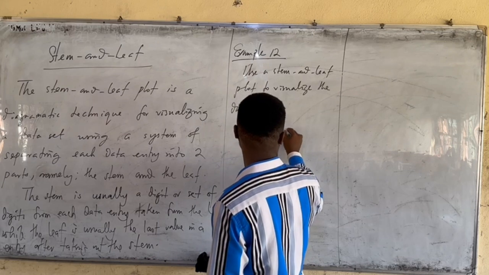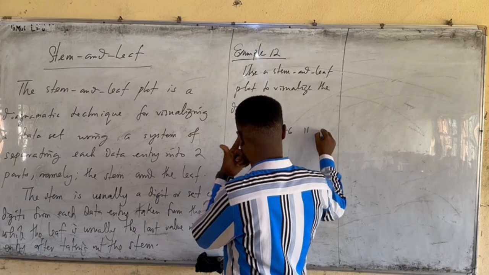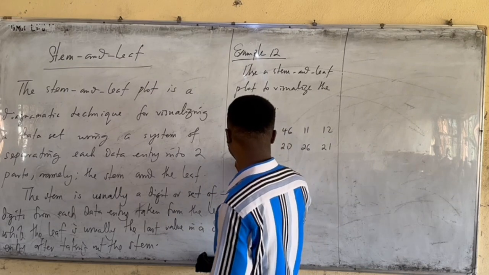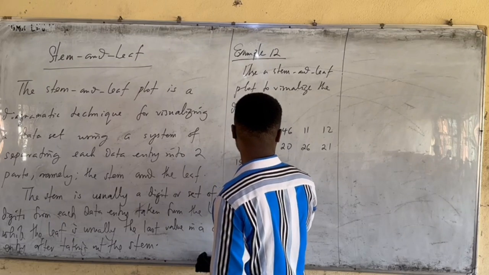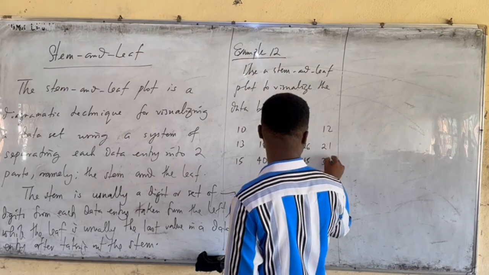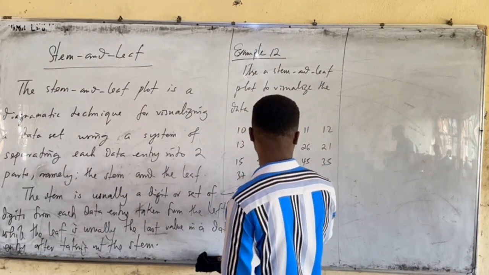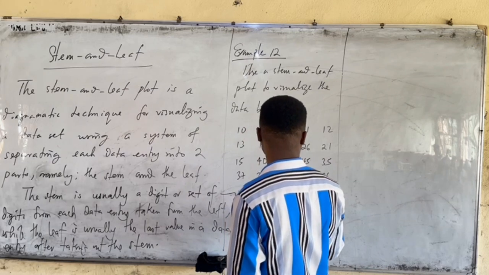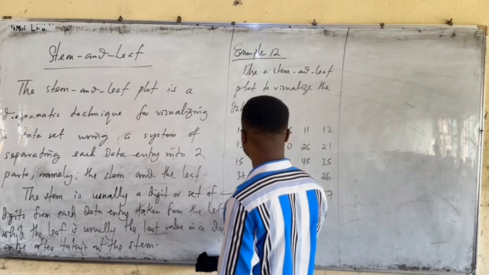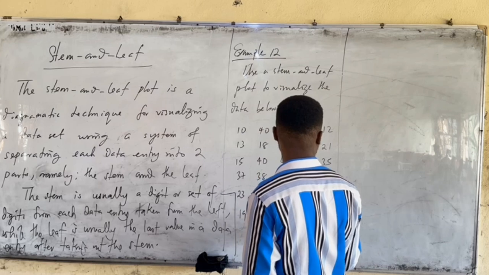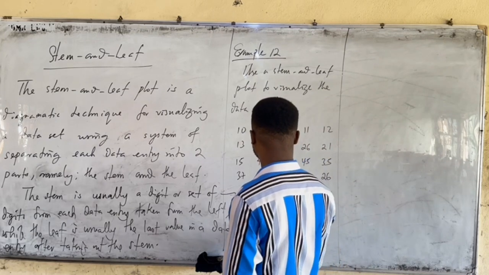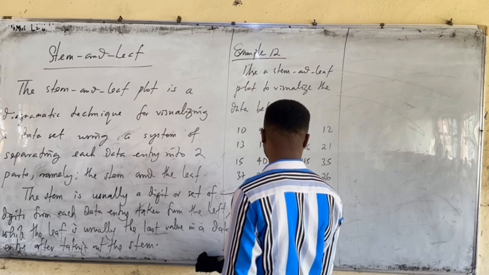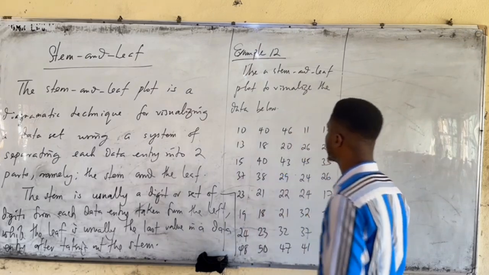10, 40, 46, 11, 12, 13, 18, 20, 26, 21, 15, 40, 43, 45, 35, 37, 38, 29, 24, 26, 23, 21, 22, 24, 17, 19, 18, 21, 32, 30, 36, 24, 23, 32, 37, 31, 48, 50, 50, 47, 41, 42.